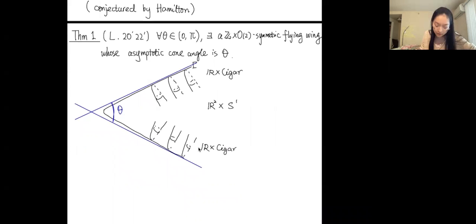And so now let us take some time to compare our results with some analogous results in mean curvature flow.